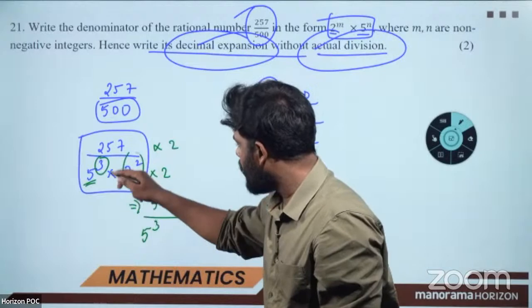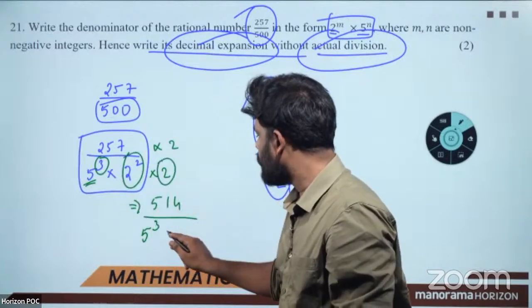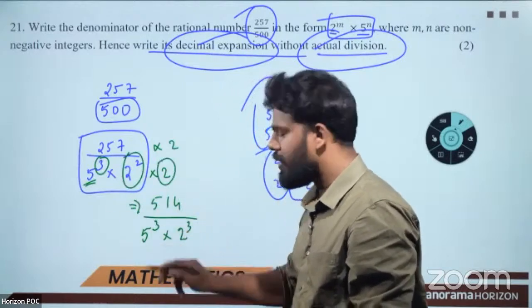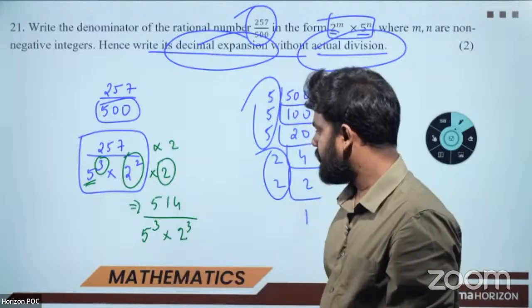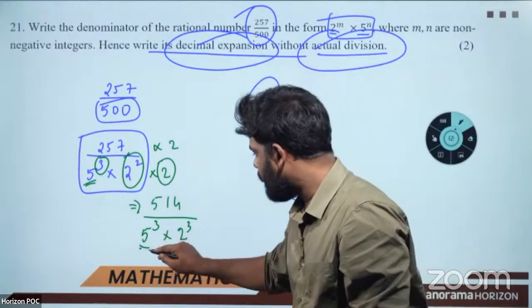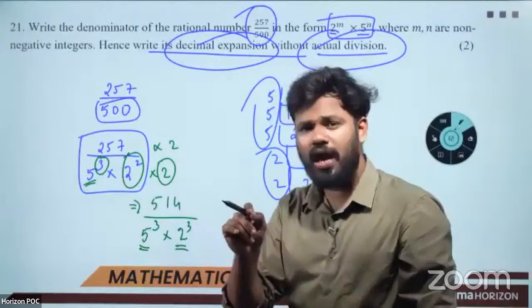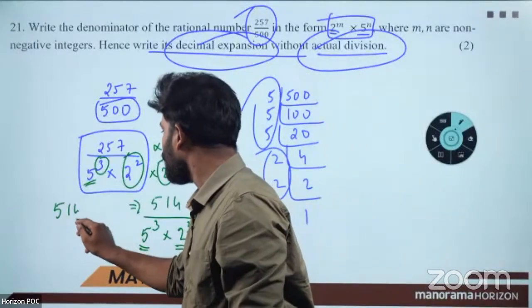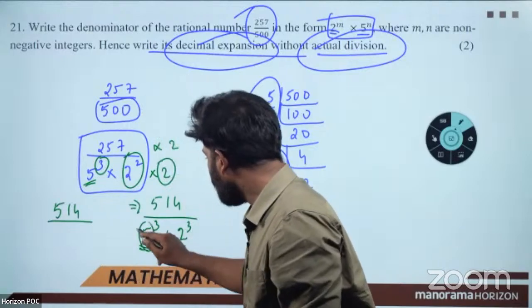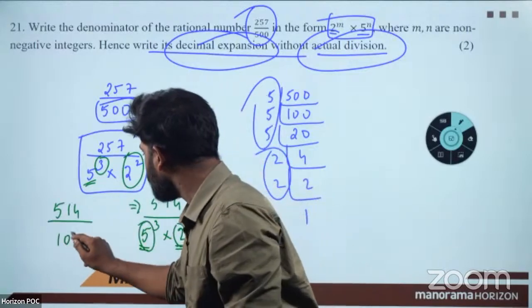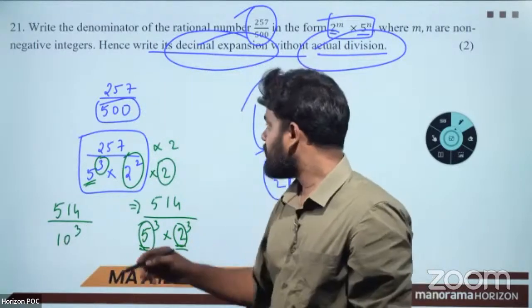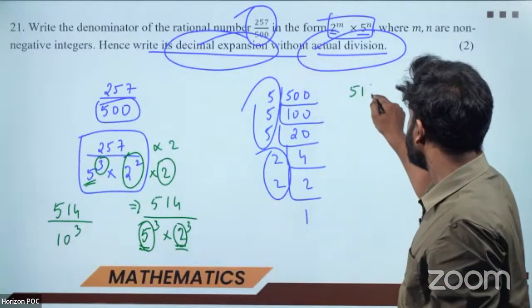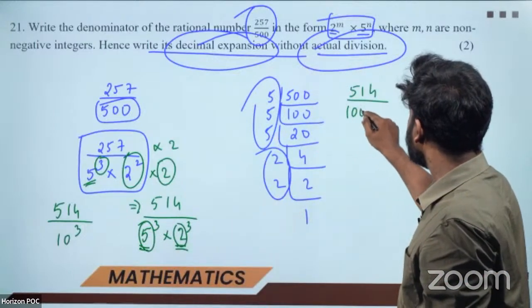Look at 2 raised to 2. You have 2 raised to 2 into 2. What is 2 raised to 2 into 2? Can you write it as 2 raised to 3? Yes. Any doubts in that? Now look at the denominator. 5 raised to 3 and 2 raised to 3. Both have the same power, 3. So can we write it as 514 divided by 5 into 2, that is 10 raised to 3? Yes. So what is 10 raised to 3? You can write it as 514 divided by 1000.